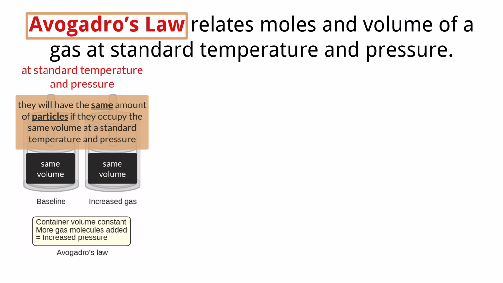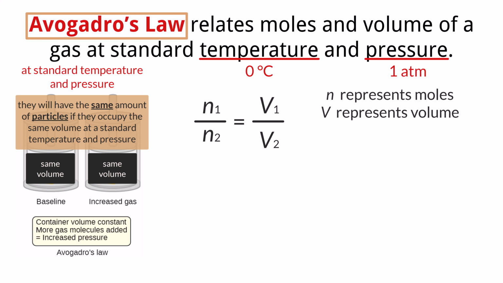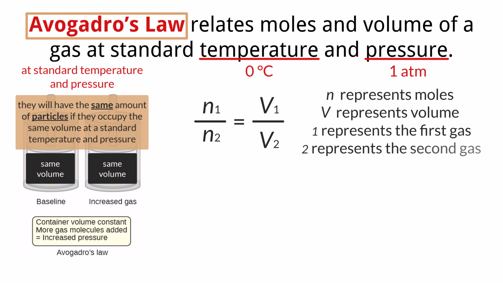First of all, what is standard temperature and pressure? Standard temperature is 0 degrees Celsius and standard pressure is 1 atmosphere. These standard values are important because the further the temperature and pressure deviate from these values, the more particles will not behave ideally. So this relationship between amount and volume can be represented by this equation here. N1 over N2 is equal to V1 over V2, where N represents moles and V represents volume. And the subscript 1 reflects information regarding one gas, and the subscript 2 reflects information regarding the second gas in the problem.